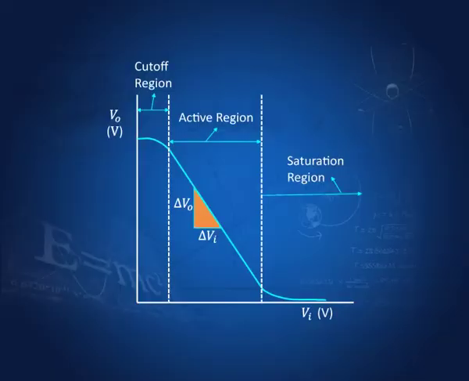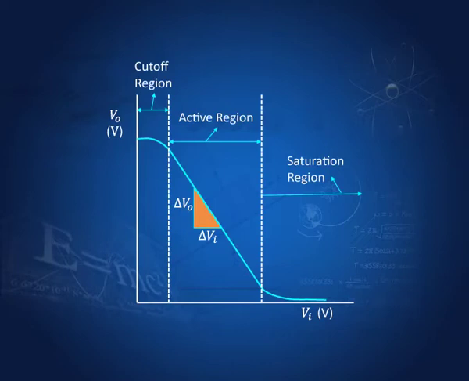So, let me repeat, there are three regions in this. This is almost 0 current, this is the maximum current, but there is no change of current here. So, the transistor acts as a switch in the off position in this case, and in the on position in this case. Here in this region called the active region, the transistor will work as an amplifier.